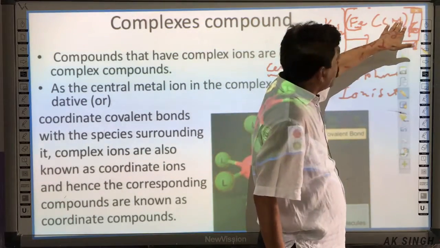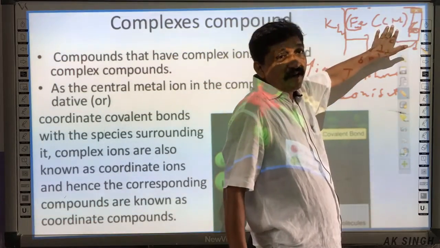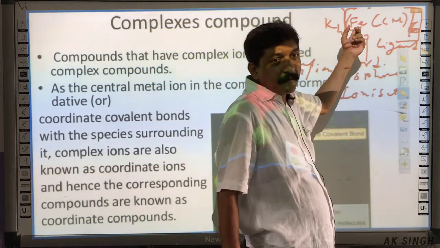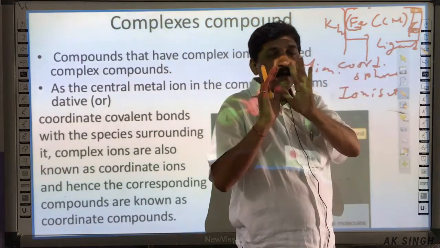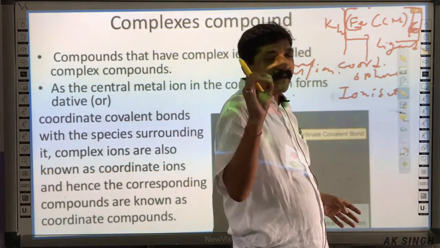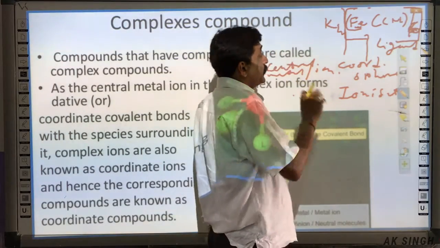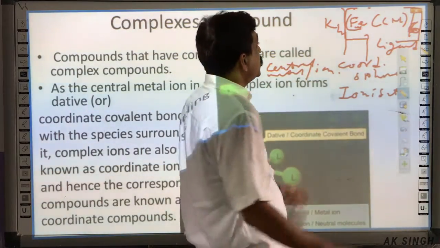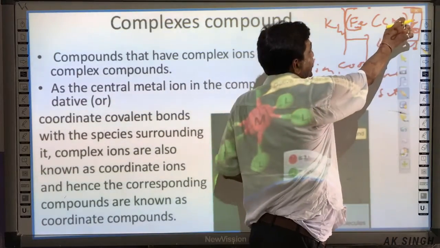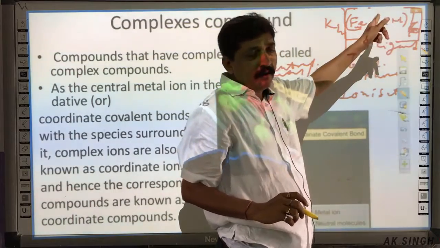Now, where is the place through which this CN gets attached to the Fe? That is the vacant d orbitals, and it will be explained in detail while teaching the chemical bonding portion of this compound. So, this is a complex compound. These are the terms: ligands. In this example, we have taken CN.